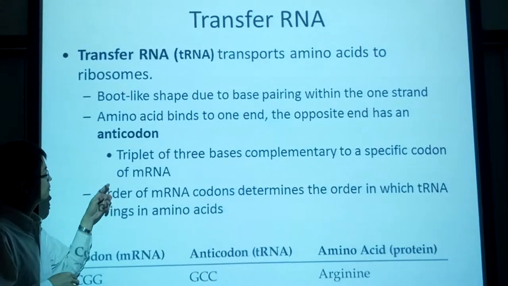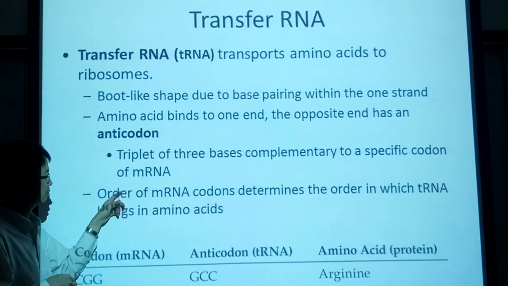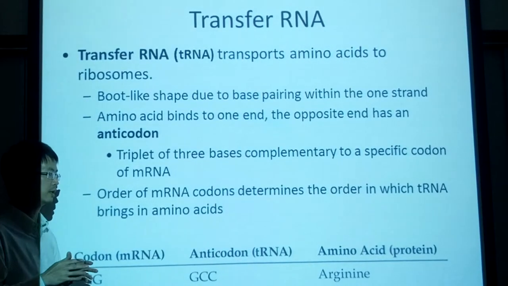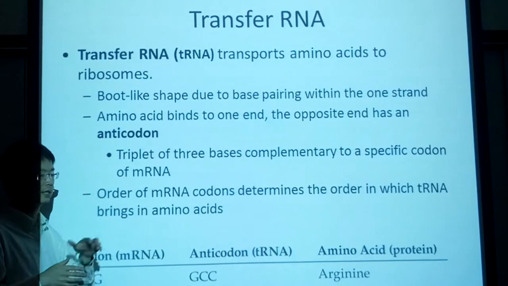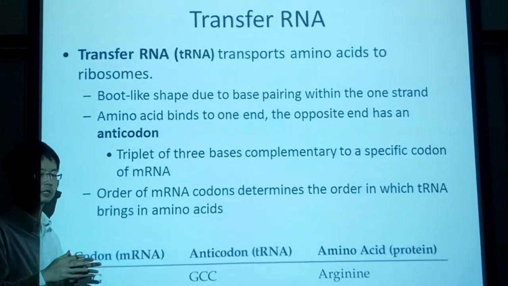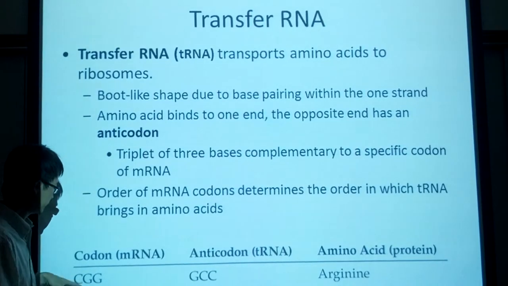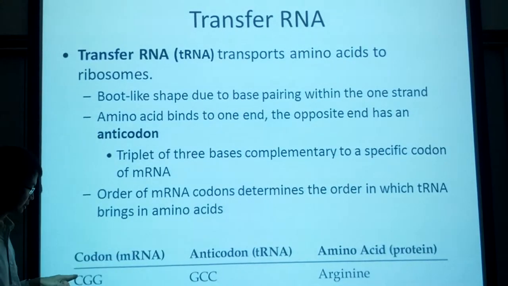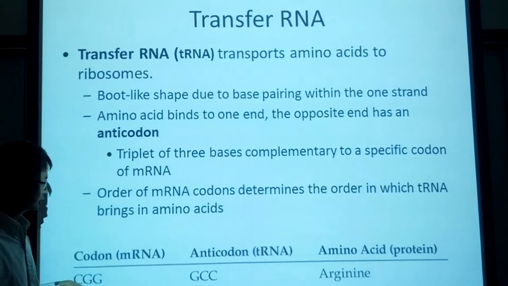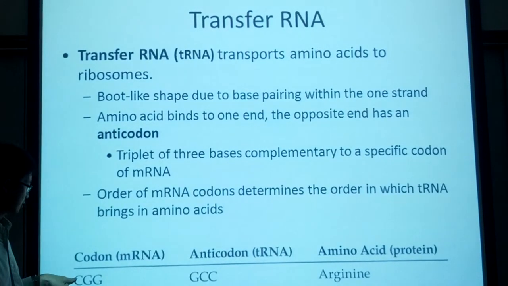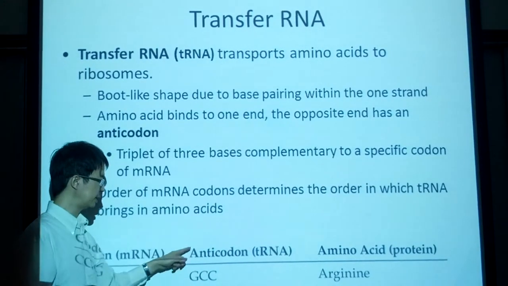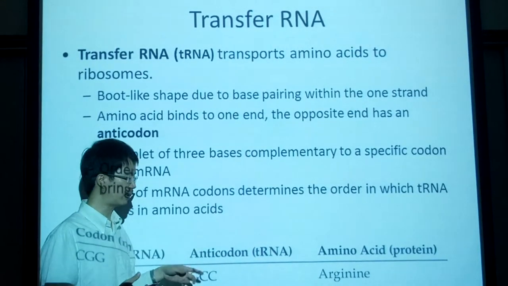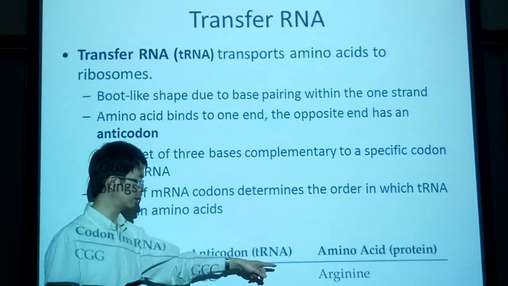And the anticodon, they said that the codon on the messenger RNA determines which tRNA, which transfer RNA, and also determines which amino acid. So here it gives you an example. The codon on the messenger RNA is CGG, and then the anticodon should be what? GCC. And the anticodon is on the tRNA. The amino acid that is carried by this transfer RNA will be arginine.